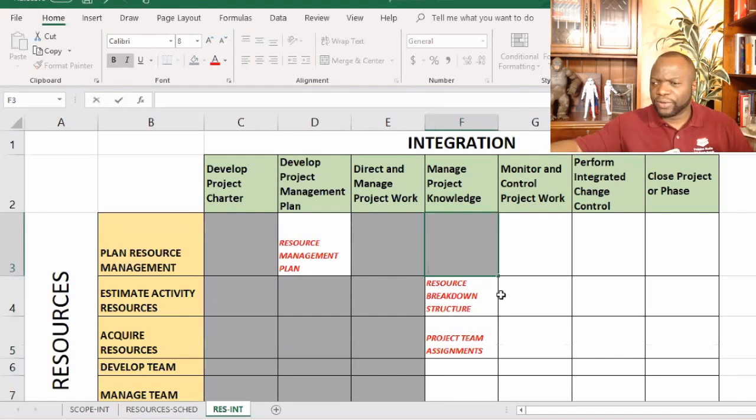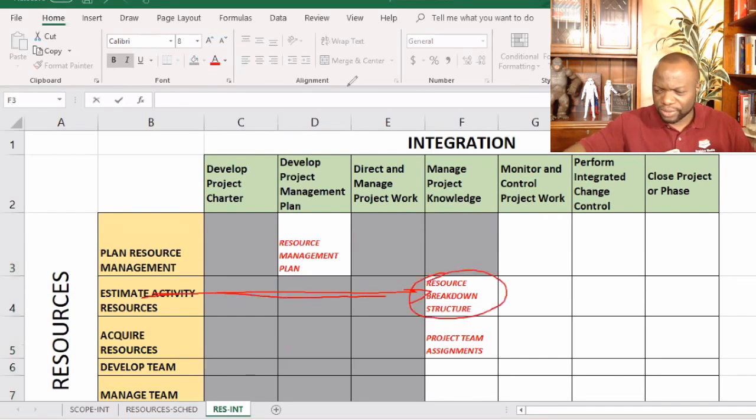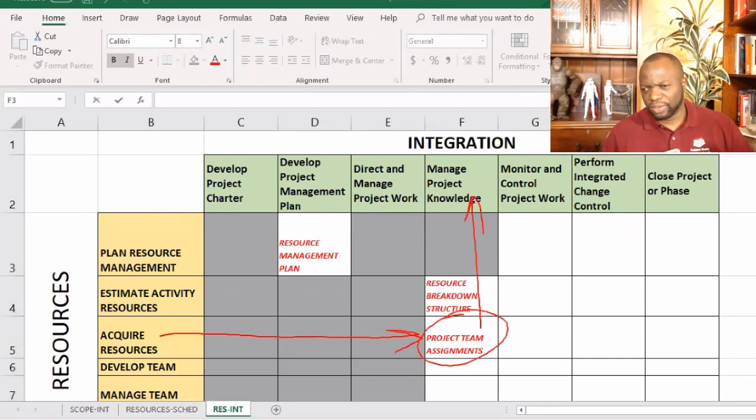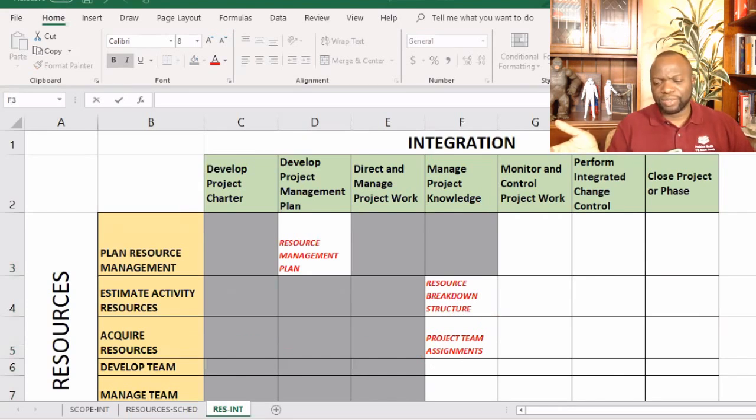All right. So for those folks who just arrived, or those of you who've been here, I was talking about resource breakdown structure coming out of this and then going into this. That is one relationship. And I also talked about acquire resources, giving you project team assignments, which goes into manage project knowledge. Now, what I like doing whenever I see these relationships is actually reading to find out why these relationships exist. So, I am going to page 101, and let's just read casually.